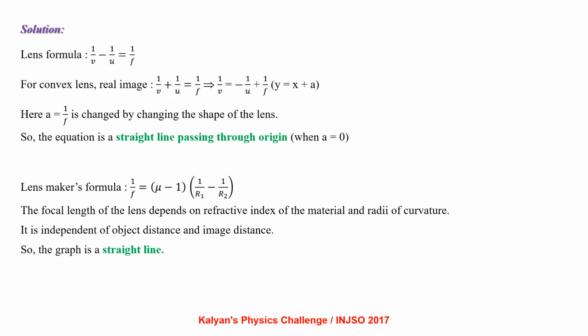Apply Lensmaker's formula, 1 by f equal to mu minus 1 of 1 by r1 minus 1 by r2. The focal length of the lens depends on refractive index of the material and the radii of curvature. It is independent of the object distance and image distances, so the graph should be a straight line.